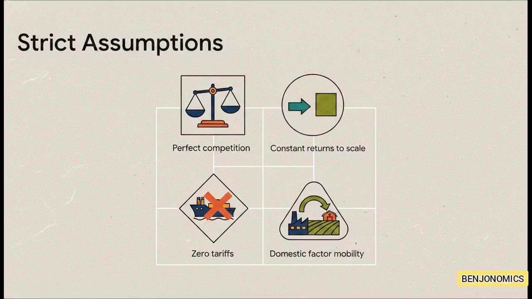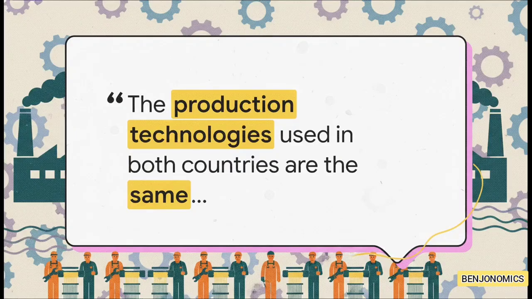Oh, and no factor intensity reversals. Cloth is just always labor-intensive everywhere. I really want to highlight one specific assumption, though: identical production technologies. This means a worker in the home country has to be able to use a piece of capital to generate the exact same output as a worker in the foreign country. This implies identical knowledge, identical workforce habits, and identical organizational abilities.